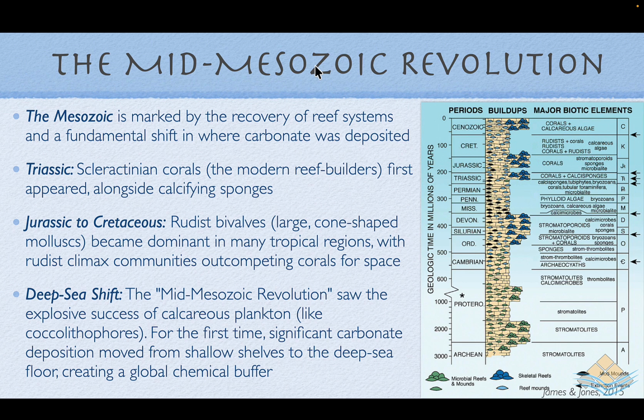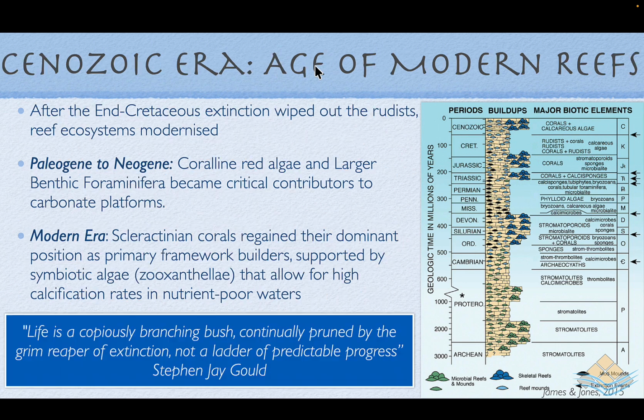We start to form chalks. For the first time in Earth history, significant carbonate deposition has moved from the shallow shelves into the deep seafloor. This creates a global chemical buffer that ameliorates fluctuations in Earth climate over geological timeframes. The end Cretaceous extinction wiped out the rudists and it modernized the reef ecosystem.